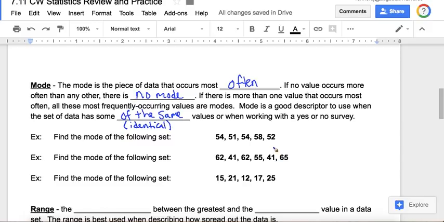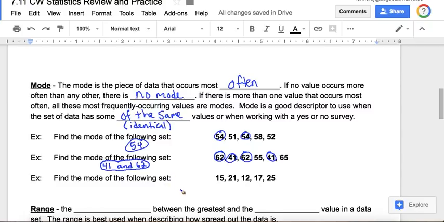So it says find the mode of the following set. 54, 51, 54, 58, 52. Did any of the numbers repeat? Hopefully you were thinking 54 did, so I'll just circle these, and that means the mode is 54. Okay, the next set, 62, 41, 62, 55, 41, 65. Hopefully you realize here there are 2 modes, because 62 repeats twice and 41 repeats twice. So this time it's 41 and 62. So that only happens when numbers repeat the most and there's more than one repeating the most.